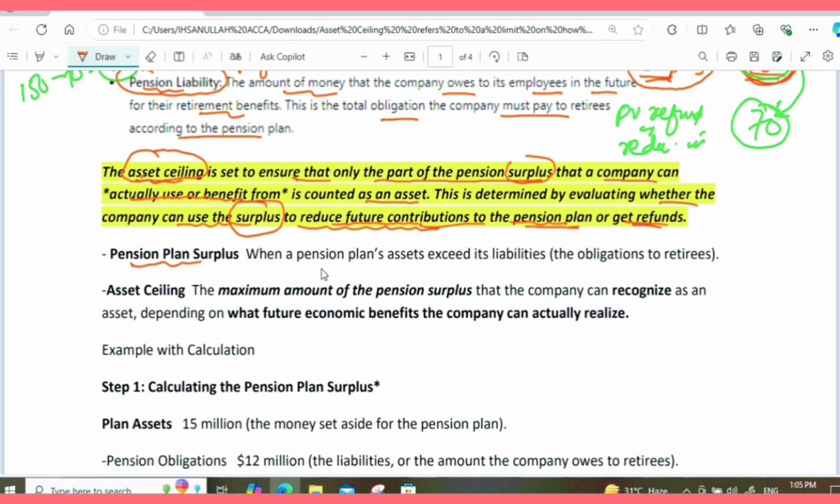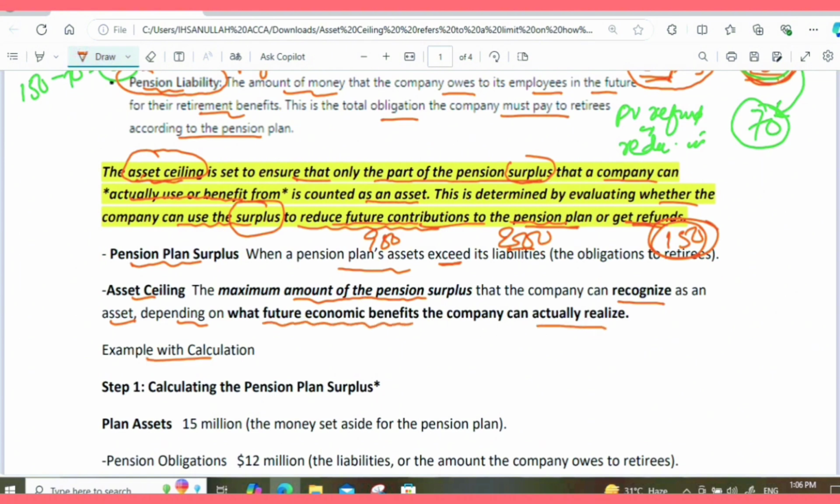Pension plan surplus, we have discussed that when the plan asset, let's say, is 950 and the obligation is 800, then your surplus will be 150. Clear? Once you pay the liability, then you will have this amount. Now asset ceiling is the maximum amount of pension surplus that a company can recognize as an asset, depending on what future economic benefit the company can actually realize.